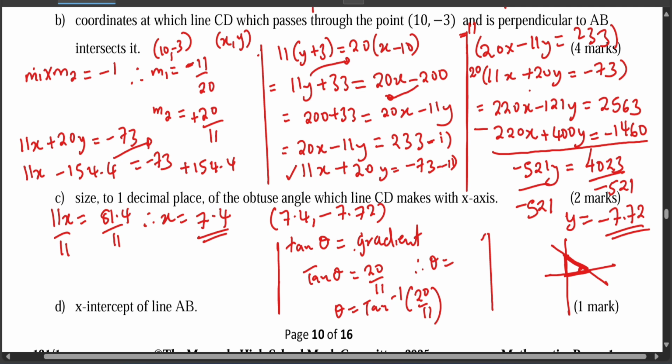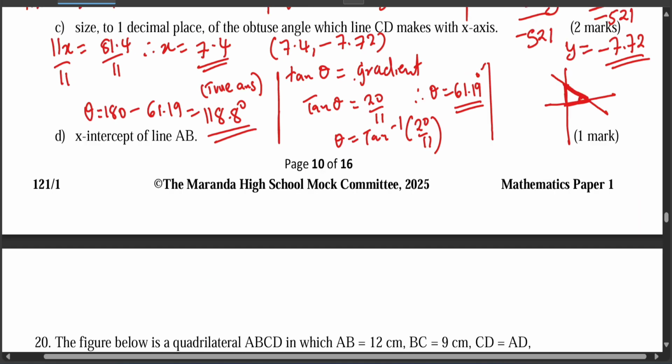Theta yako ni 61.19 degrees. Lakini hapo tumeambiwa obtuse si acute. Kupata obtuse sasa theta yetu ya kikweli ni 180 minus 61.19. So 180 minus your acute angle gives you the obtuse angle. Next, the x-intercept of line AB.